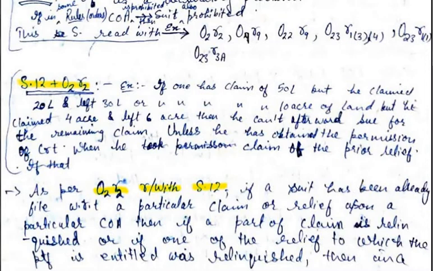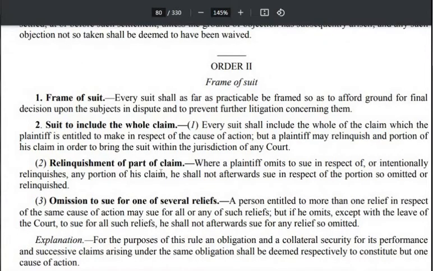अब बताइए what is the connection between this Section 12 and Order 2 Rule 2. So you have to read Section 12 together with Order 2 Rule 2. Now take out Order 2 Rule 2. So it is saying every suit shall include the whole of the claim which the plaintiff is entitled to make in respect of the cause of action, but a plaintiff may relinquish a portion of his claim in order to bring the suit within the jurisdiction of any court. So here they are talking about claim.